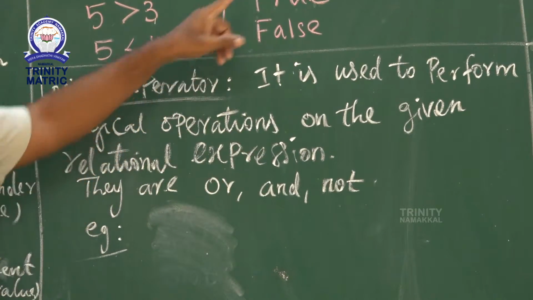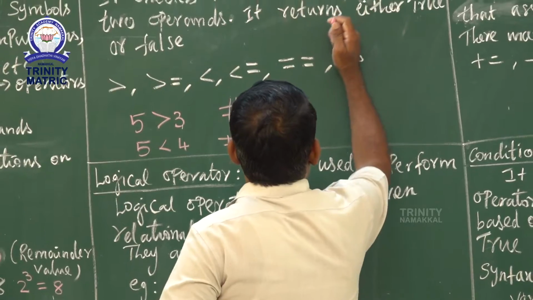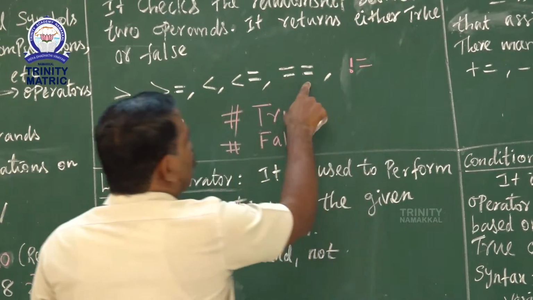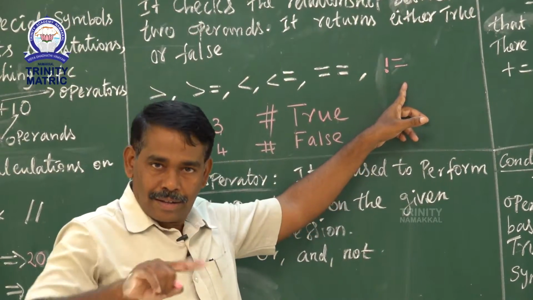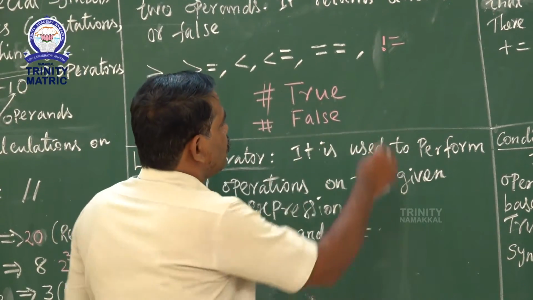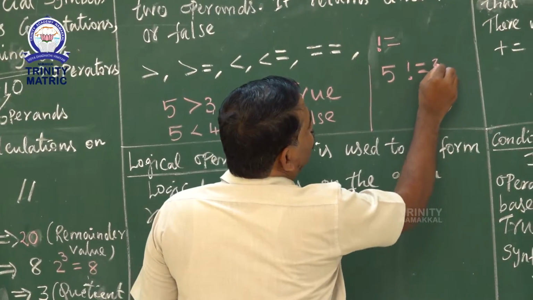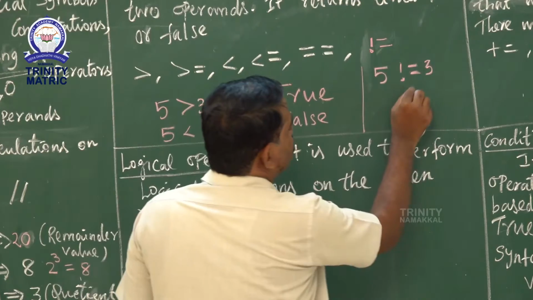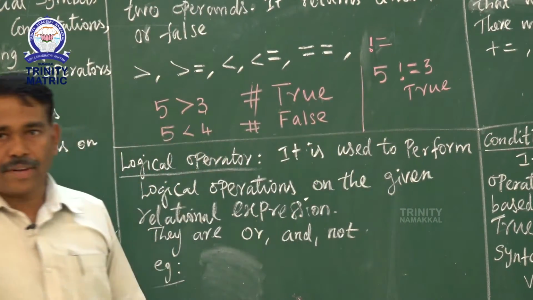Before going to the logical operator, you should know double equal and not equal. Double equal is the equality operator and not equal is for comparing two values. See another example: 5 not equal to 3. Is it true or false? True. We get the result true. This is the equality operator.